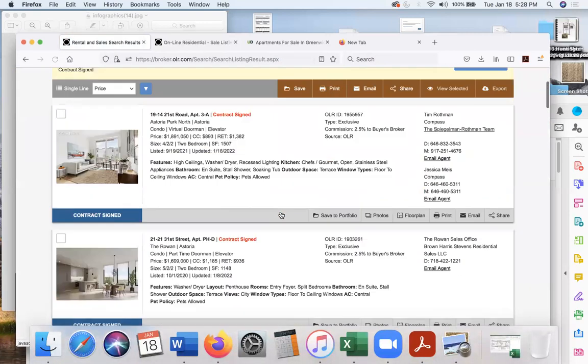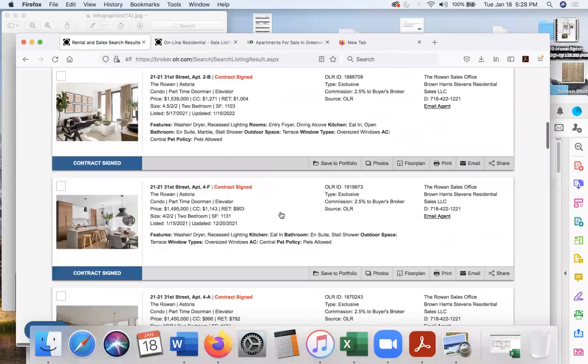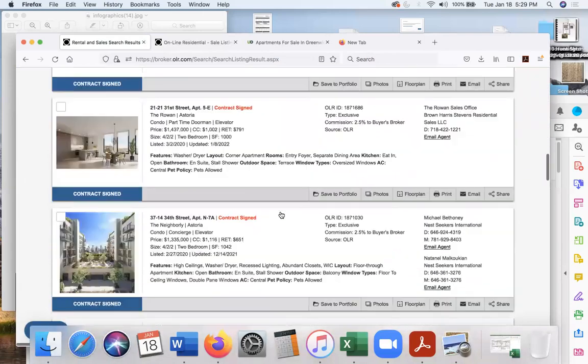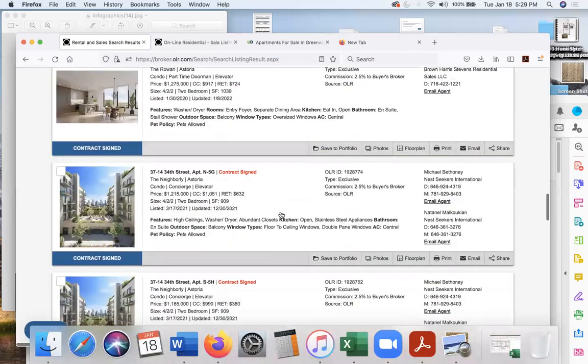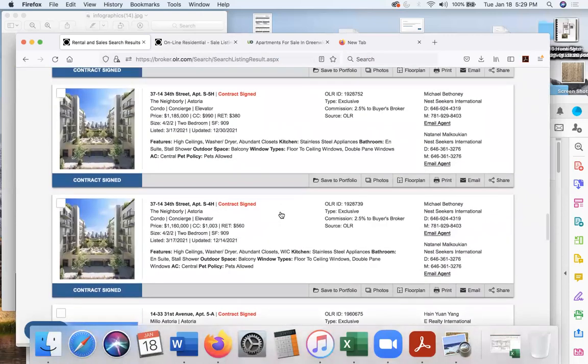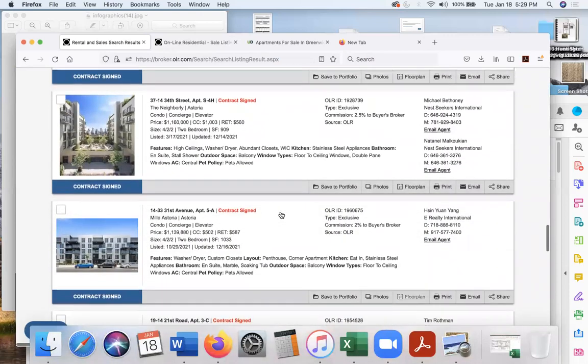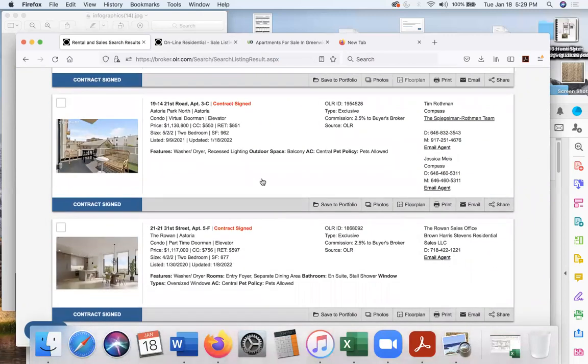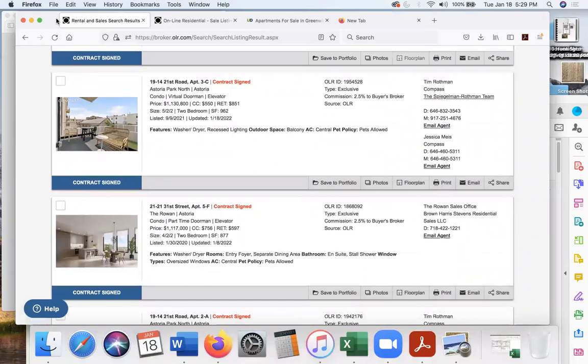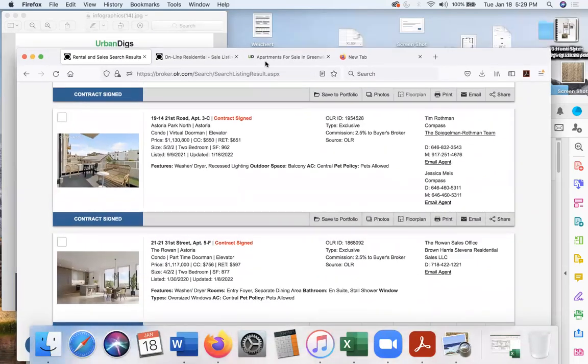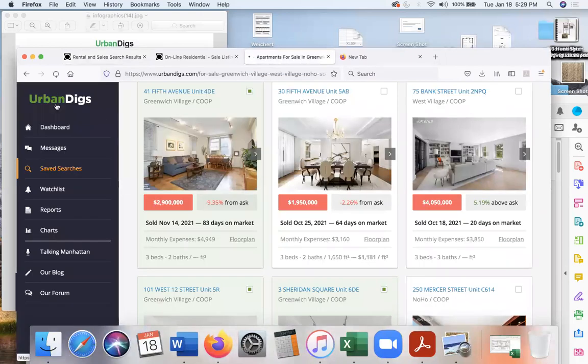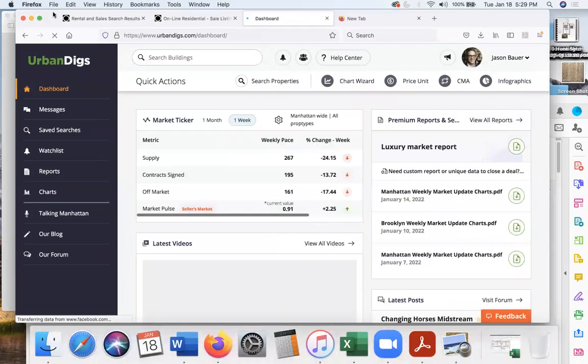So there's 21, right? Crazy, lots of contracts being signed in Astoria. Again, that's showing you how strong the market is. If we were able to get something like a market pulse, it'd probably show that everything's going to contract in Astoria as well. So these are great tools, great ways for you to get more information about the market, what's happening, and be able to share that information. If you're not on Urban Digs, I definitely recommend it. It's a great way to pull data to share with your clients.